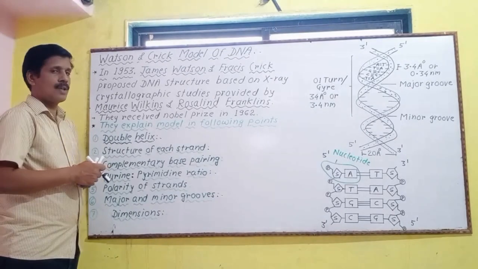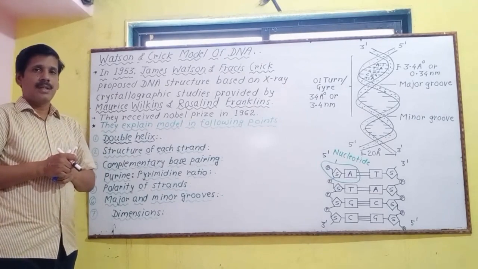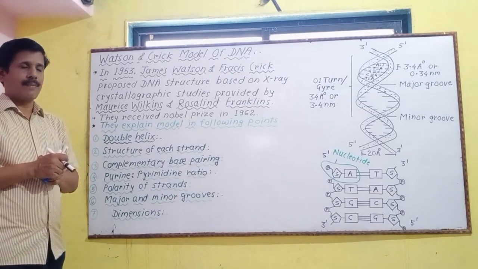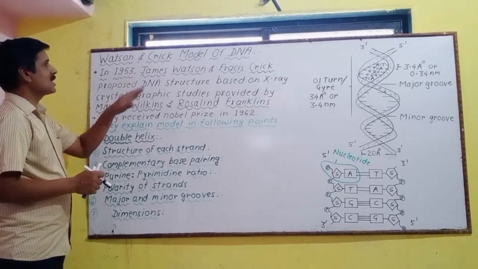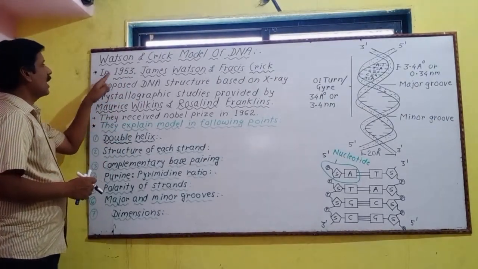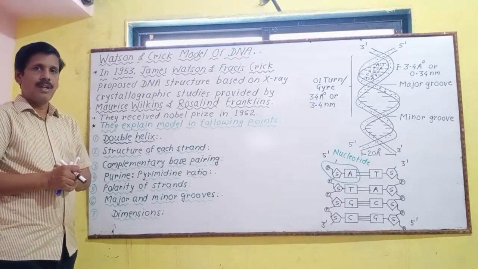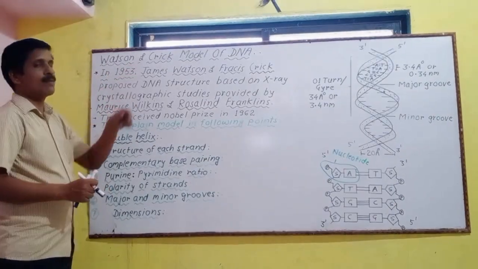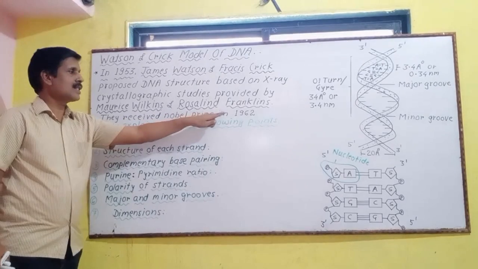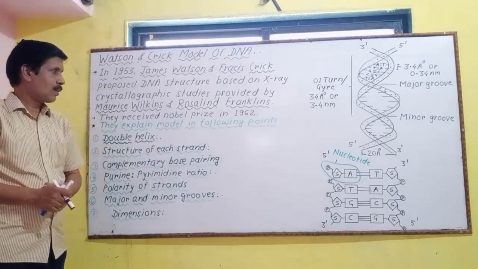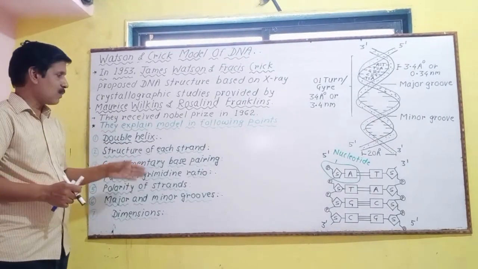Rosalind Franklin is one of the female scientists who studied DNA through X-ray crystallography, and through these studies James Watson and Francis Crick, in the year 1953, gave the model of the DNA, well known as the Watson and Crick model of the DNA. For the same discovery, they received the Nobel Prize in the year 1962. This model can be explained in the following points.